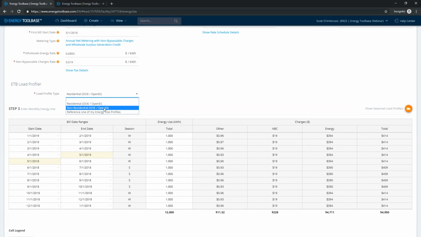Non-residential is 16 different commercial data sets that you can use, but what happens when you can't find the data set that fits your client? We have this third option where it says reference my own interval data set. This is where you're actually building your own library. Every time you bring in an interval data set, you can use that as a reference load profile.